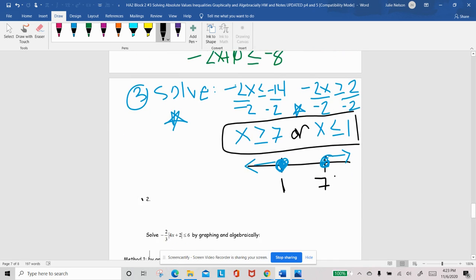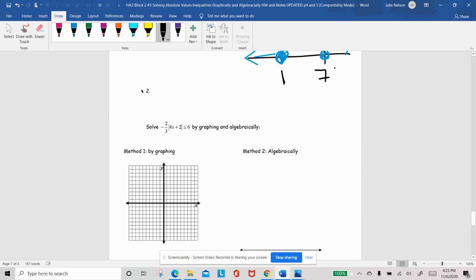So let's take a look at the next problem, which is negative 2/3 times the absolute value of 4x plus 2 is less than or equal to 6. So I want to get an idea what this looks like graphically and algebraically. So I'm going to go ahead and graph this.